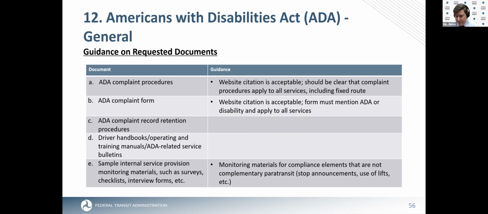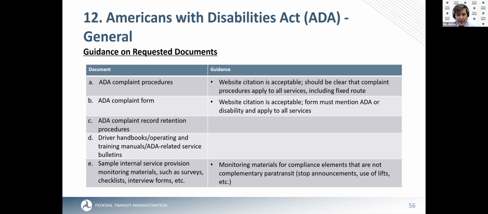Oftentimes we'll go to an agency's website and you won't be able to find ADA complaint procedures. And then you go to their Complementary Paratransit page. And it's great that it's somewhere, but at the same time, it really should be its own thing, because there are ADA complaints that can arise from fixed route. There are ADA complaints that can arise from Complementary Paratransit. There are ADA complaints that can arise from someone being in one of your facilities. So the ADA complaint procedures are not limited to Complementary Paratransit. They should be broader than that, and they should be advertised so the public will find them, even if they're not a Complementary Paratransit user.